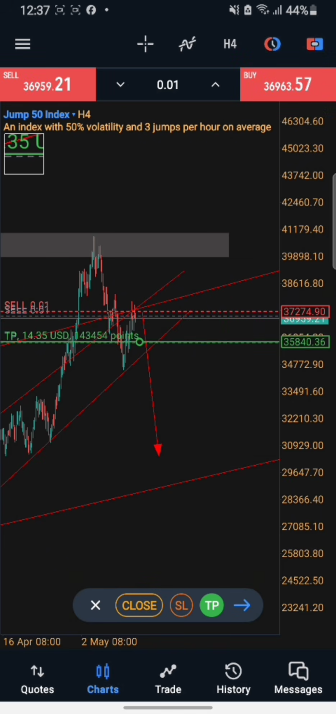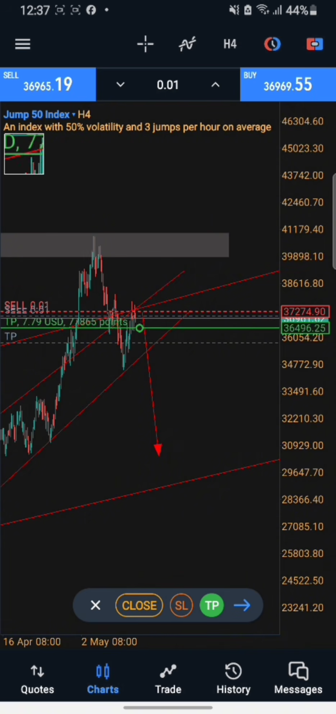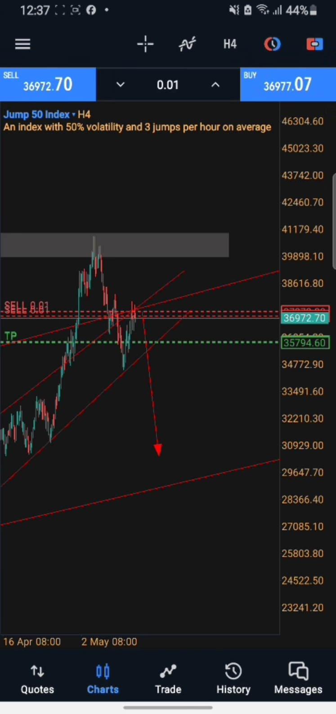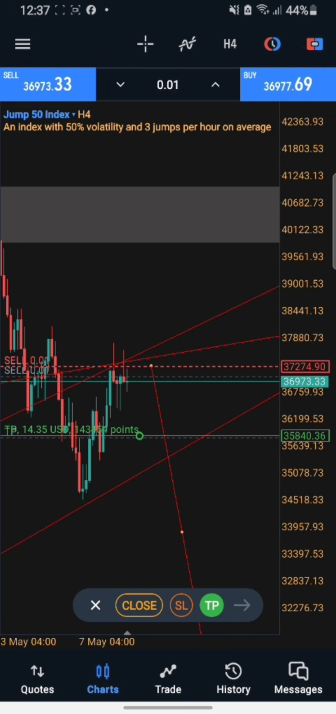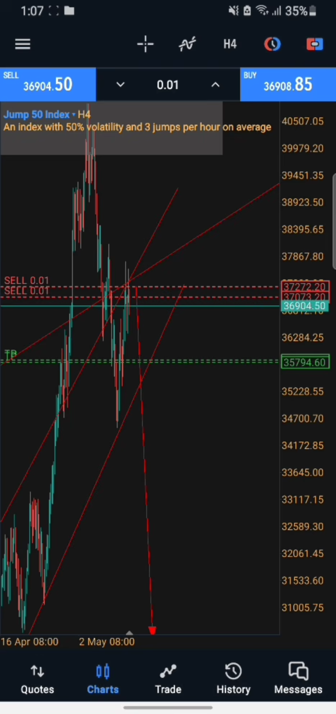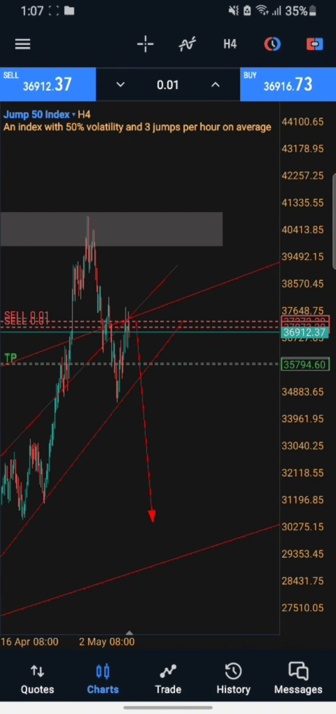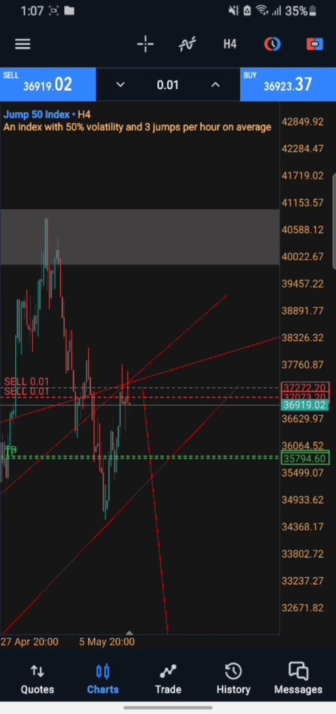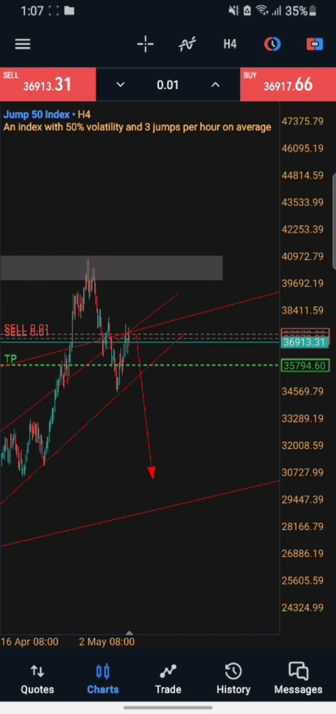So in terms of take profit, let's just put it at an area of confluence. At this point, it is just below that area of confluence, that support line that is at the bottom. As you can see where I'm putting my take profits. As you can see, now we are in $17 profit. So I'm going to show you the history of that position that was closed. The market is still going.